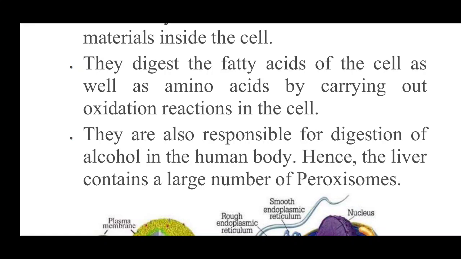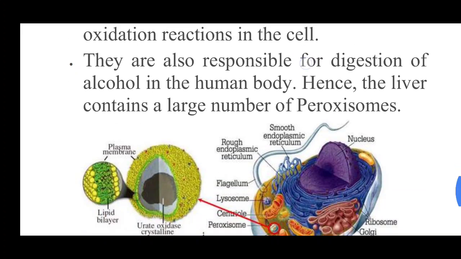Hence the liver contains a large number of peroxisomes. Okay, so basically peroxisomes are present inside our body and help in the digestion of alcohol, amino acids, fatty acids, and carrying out the process of oxidative reactions. Now what is an oxidative reaction? Oxidative reactions means the reactions in which oxygen is added.